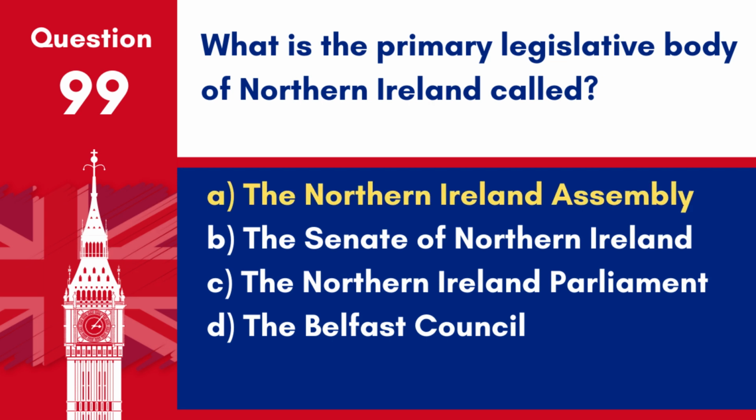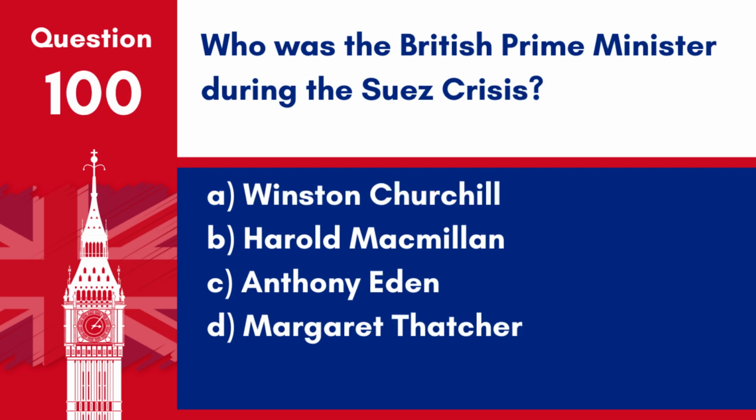Answer: A. The Northern Ireland Assembly. The Northern Ireland Assembly is the devolved legislature for Northern Ireland, responsible for local laws and governance. Question 100. Who was the British Prime Minister during the Suez Crisis? A. Winston Churchill. B. Harold Macmillan. C. Anthony Eden. D. Margaret Thatcher.